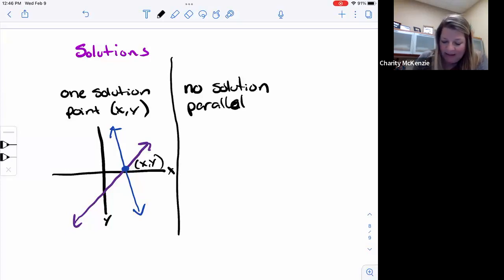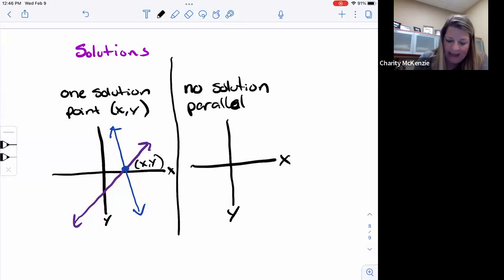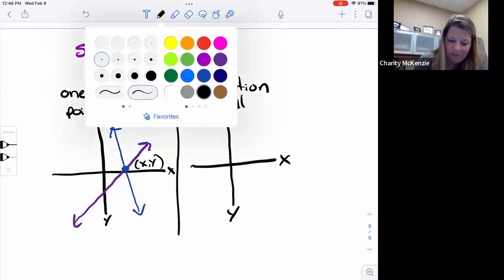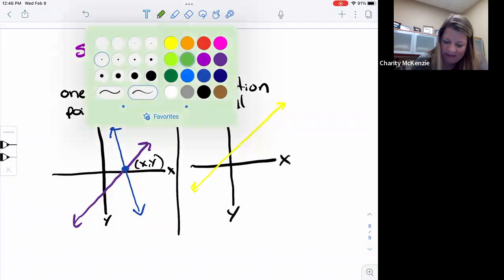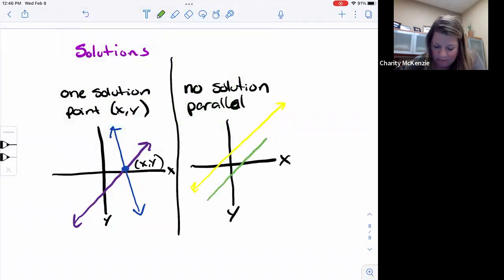Okay, so parallel lines would look something like this, X and Y. And I like to change the colors because why not? Here's one line, goes like this, nice pretty yellow. And the next one might be green, like that. Mine don't look super good. So there is no solution because they're parallel and they never cross.